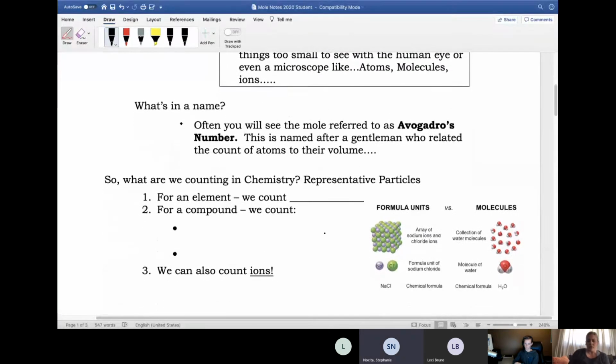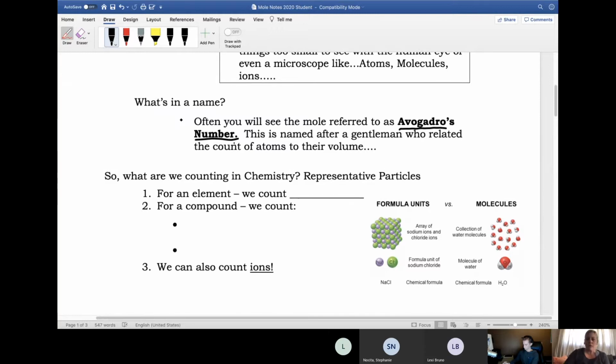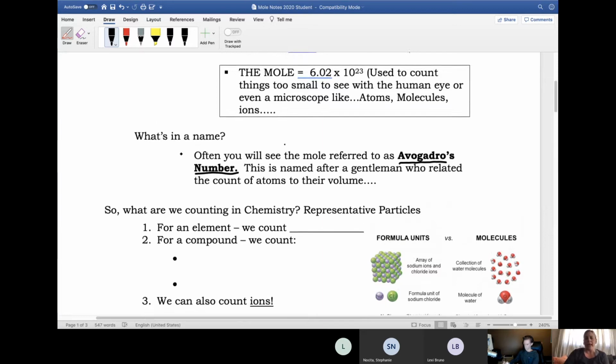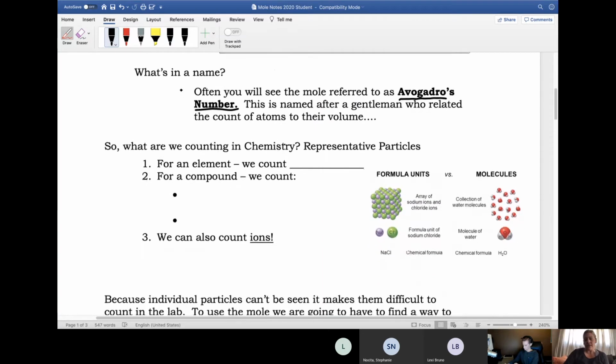That number, you're often going to see referred to as Avogadro's number, and it's named after the gentleman who related the count of atoms to their volume. So I'm going to use this number to count things in chemistry. But what are we actually counting when we use that number? We're counting something called a representative particle. A lot of times you'll see me abbreviate that as RP.